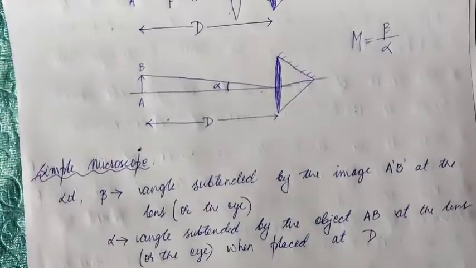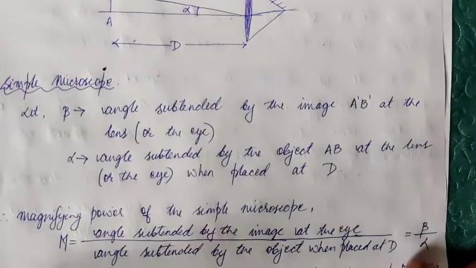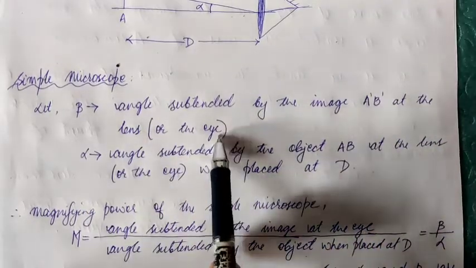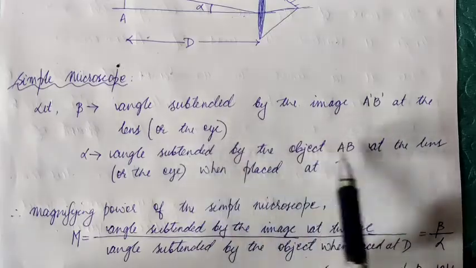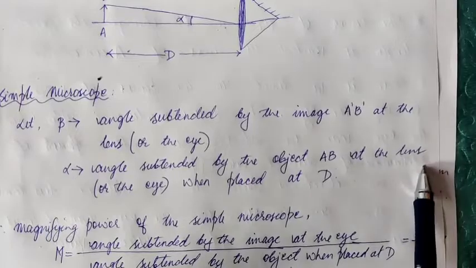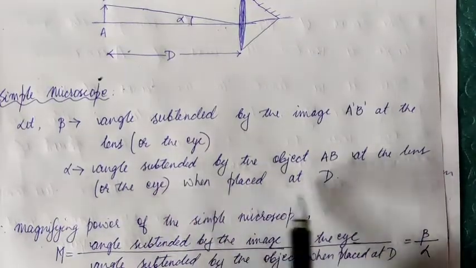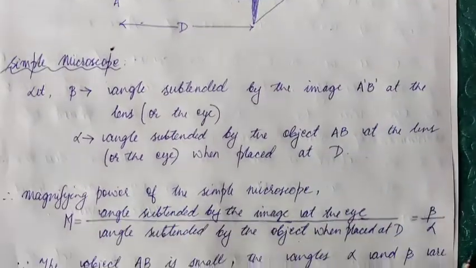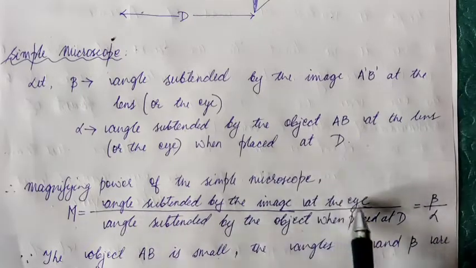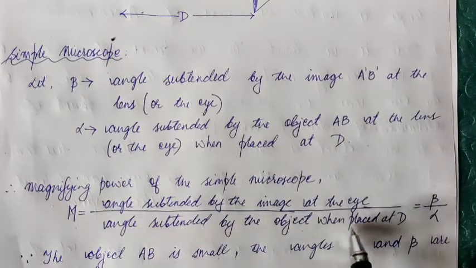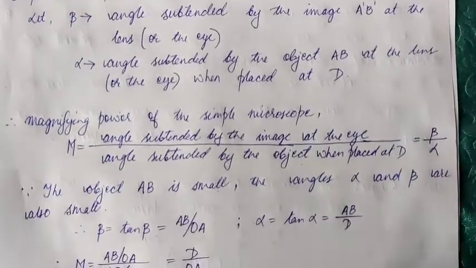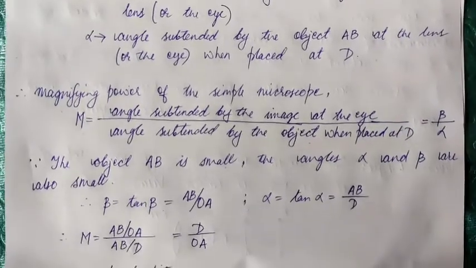So keeping all those things in mind, beta is the angle subtended by the image A dash B dash at the lens or at the eye, mind you, and alpha is the angle subtended by the object AB at the eye. I have written at the lens over here, but it is at the eye, remember, when placed at the least distance of distinct vision. Therefore the magnifying power of the simple microscope M is the ratio of the angle subtended by the image at the eye to the angle subtended by the object when placed at D. So this is beta by alpha. We've already seen that. Now it's only simple mathematics that we need to check.